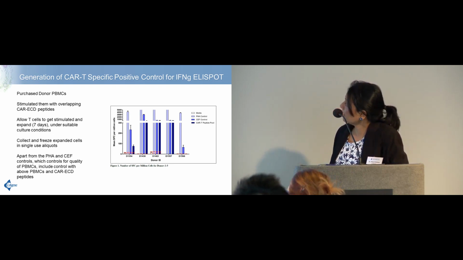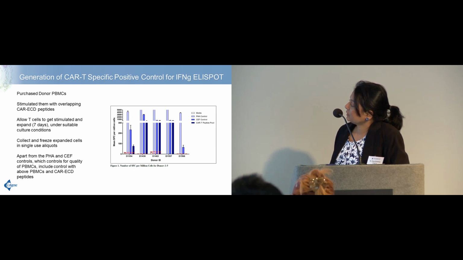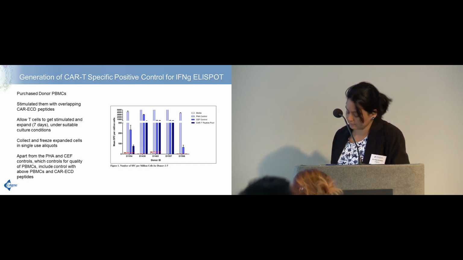And this would be a good control to bridge all those years and all those different runs and different peptide pools. So you can see here 5 different patients with 3 of them having robust response, and we purified these and pooled them.